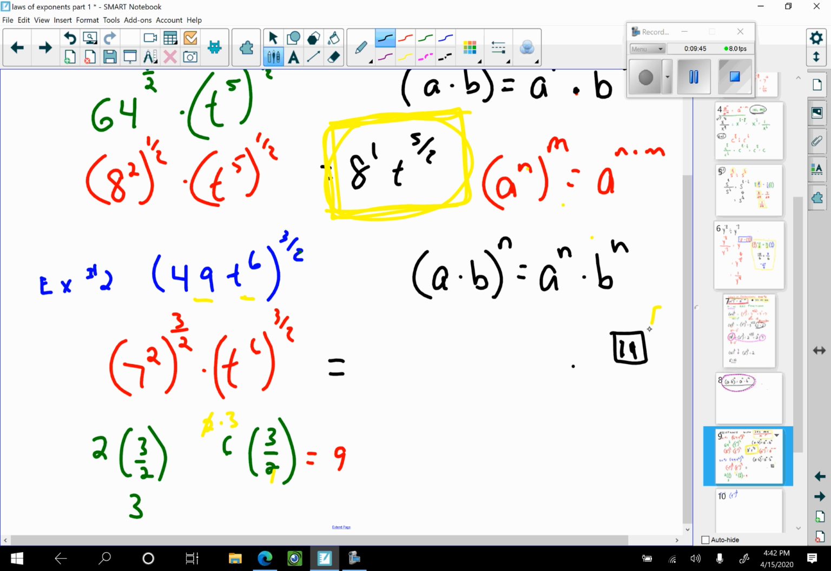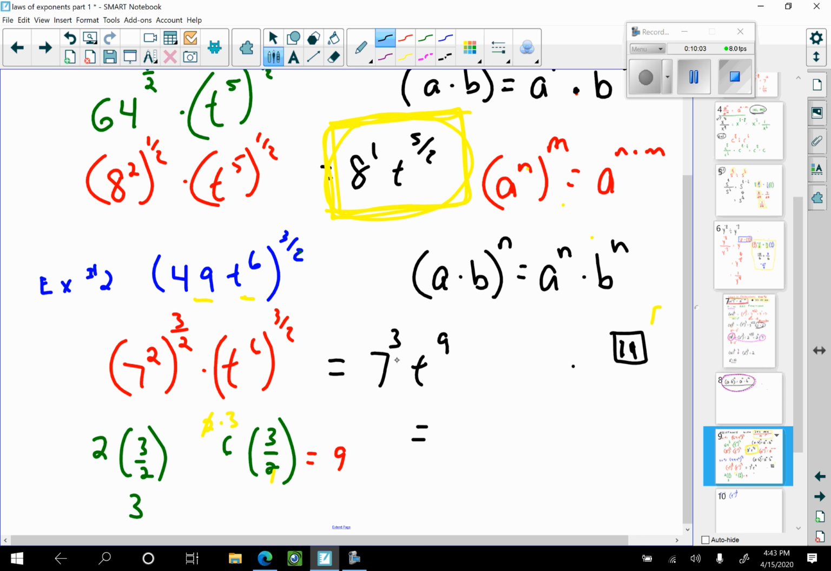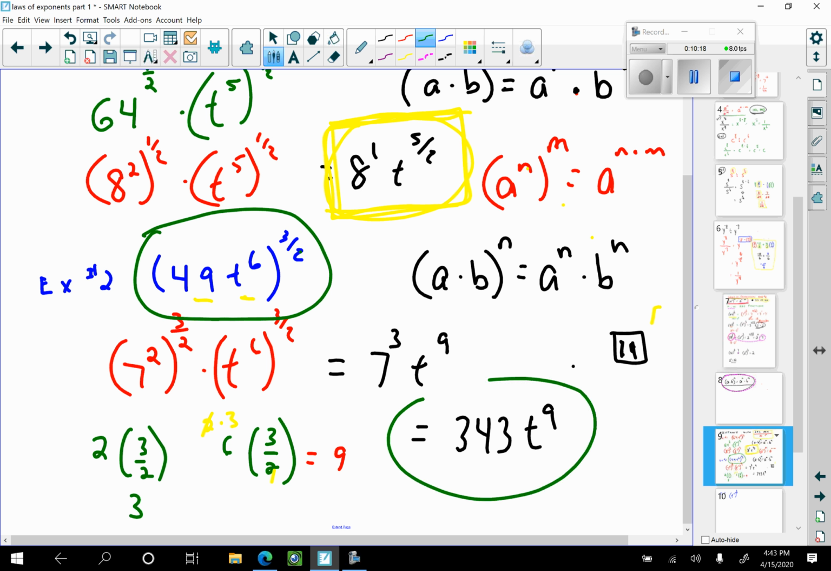And we're back. So what is this expression going to be? 2 times 3/2 is 3, so this is going to be 7 cubed. 6 times 3/2 is 9, times t to the 9th. What in the heck is 7 cubed? 7 cubed, if I'm not mistaken, is 343 times t to the 9th. So this is what you're going to put into the IXL, and this is what you're going to put in the Google form. Well, it's going to be a multiple choice.